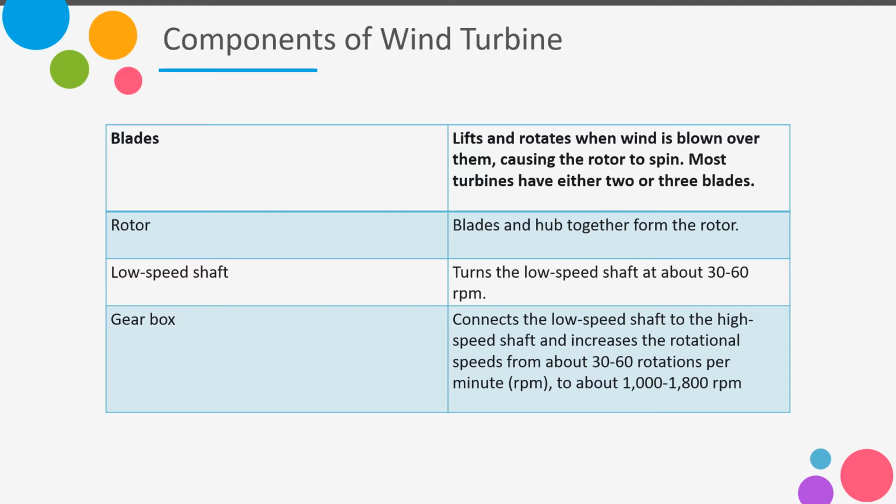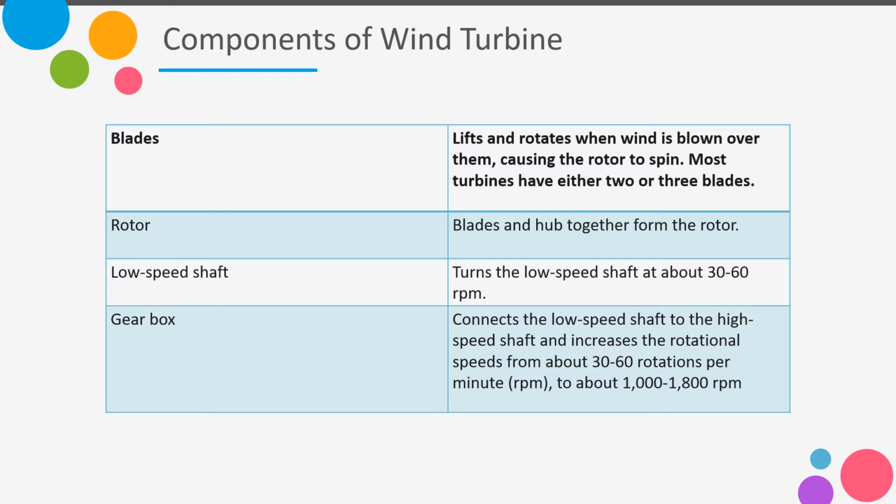For the blades, they lift and rotate when wind is blown over them, causing the rotor to spin. Most turbines have either 2 or 3 blades. Then, the blades and hub together form the rotor. The rotor turns the low speed shaft at about 30 to 60 rotations per minute.